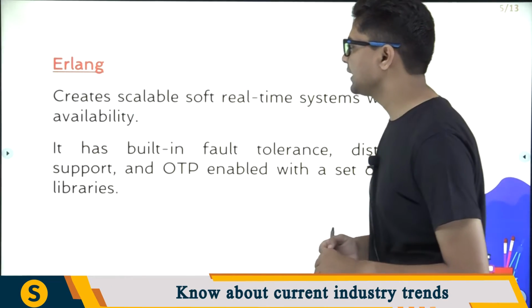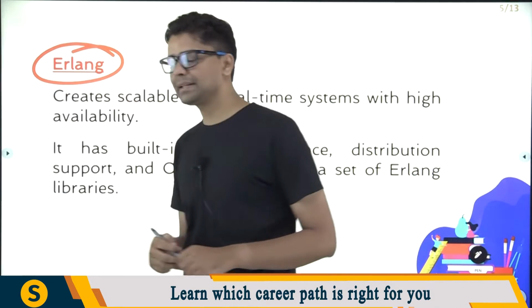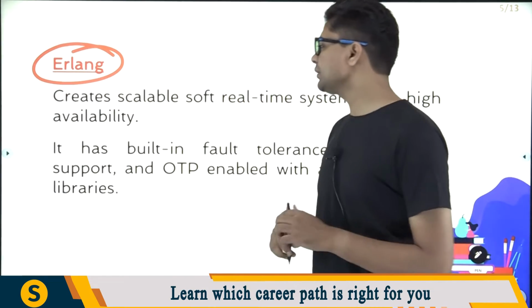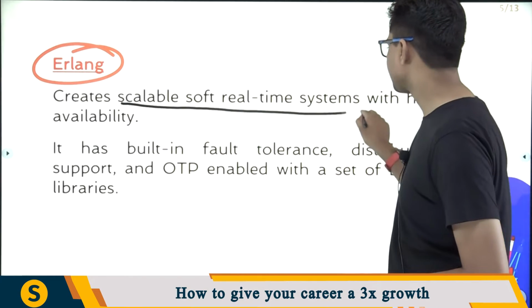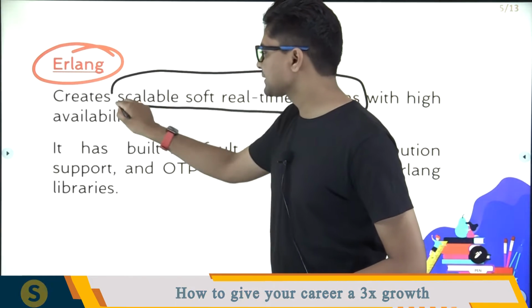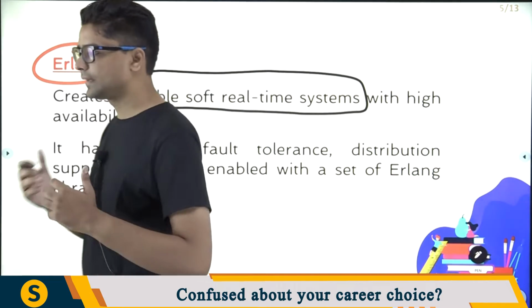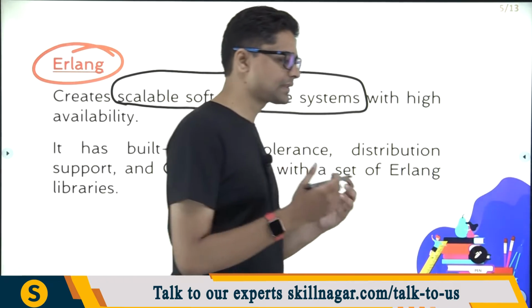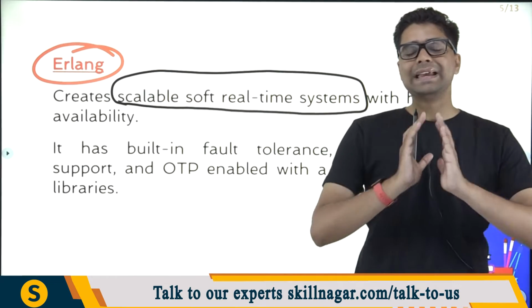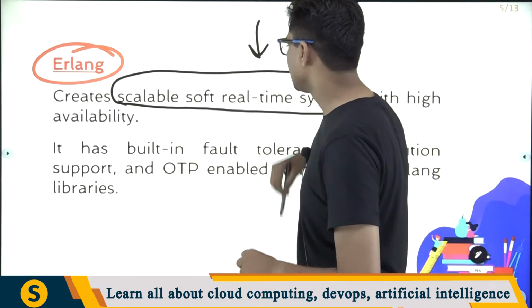The next language which they are using is the Erlang language. Now obviously I don't know how to pronounce it correctly, but yes, this is what they are using. The beauty of this particular language is that it creates scalable, soft, real-time systems. What are real-time systems? Systems which can interact with human beings in real time, just like a live session. Whenever we come live, if you have a question, you ask us and we give you the response instantaneously, and this is what a real-time system is.